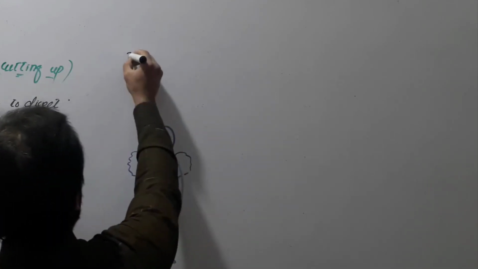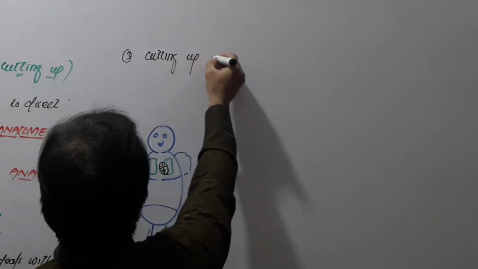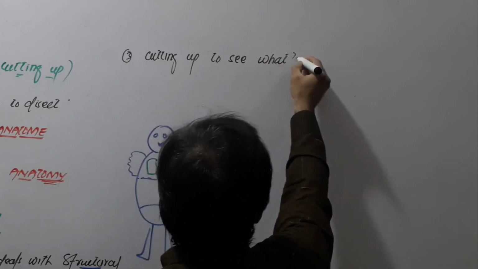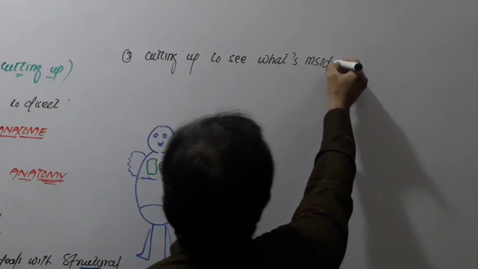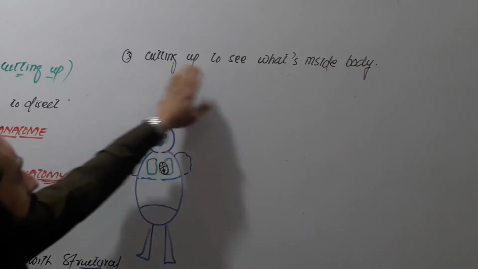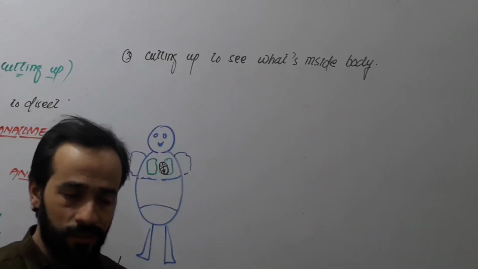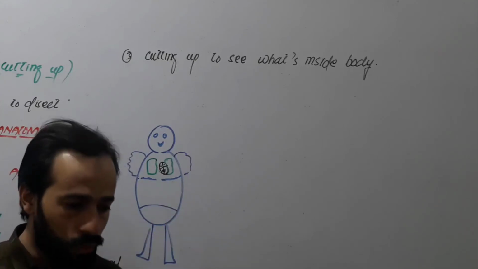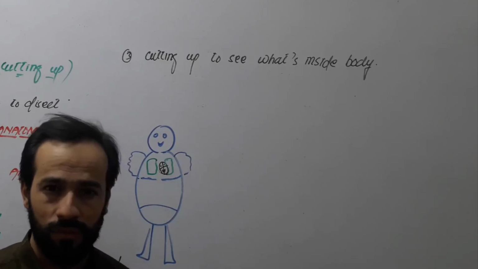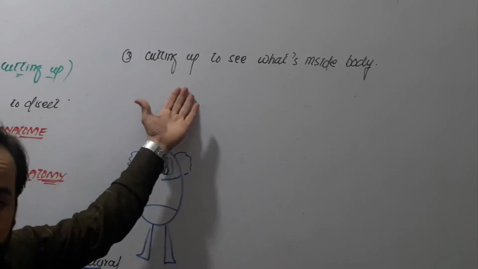So let me write it here, the third definition. Anatomy means cutting up to see what is inside the body. What does anatomy mean? Anatomy means cutting up to see what's inside the body. We cut, we do dissections, and we enter the body, and we want to know what the body is made up of, what is the structure of the body, what is the composition of the body, and what are the functions of different body parts, right? So anatomy means this, right?